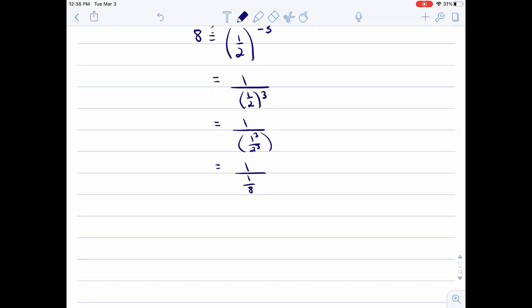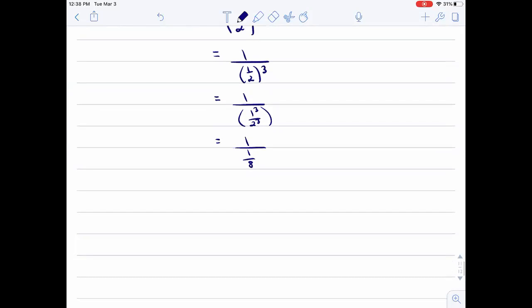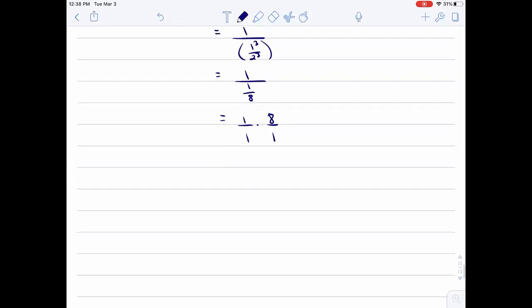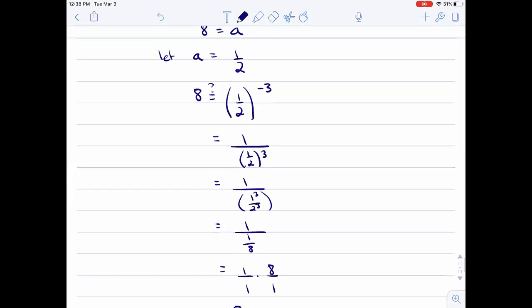1 I can just rewrite as 1 over 1. Then I've got a fraction over a fraction, which I can flip and multiply. So then I get 1 over 1 times 8 over 1. So 8 equals 8. So we were right.